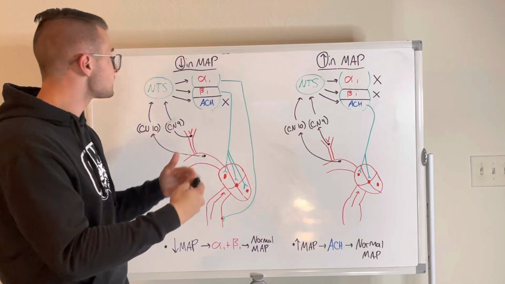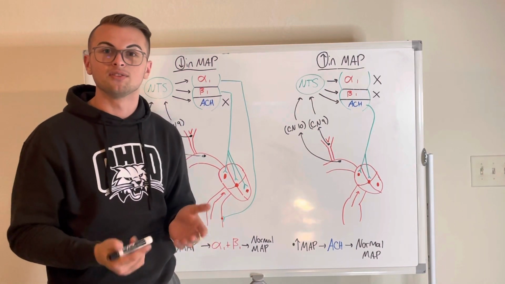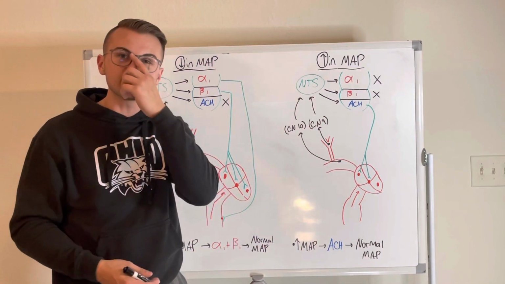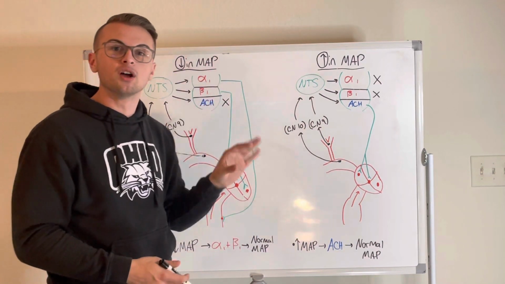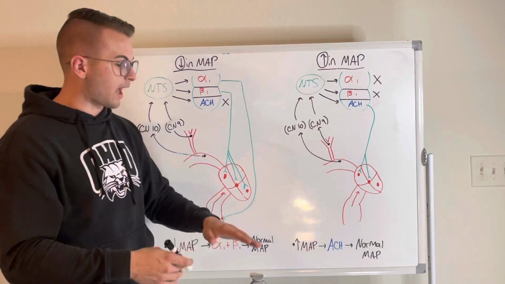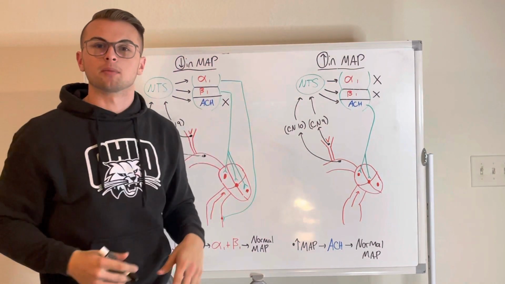So while all this is happening, the cardiac decelerator center is going to inhibit itself. This will actually enhance our sympathetic effects. So all of these actions, they work together to increase our cardiac output, to increase our TPR. These actions work together to raise our MAP back up to that nice set point that our body likes.